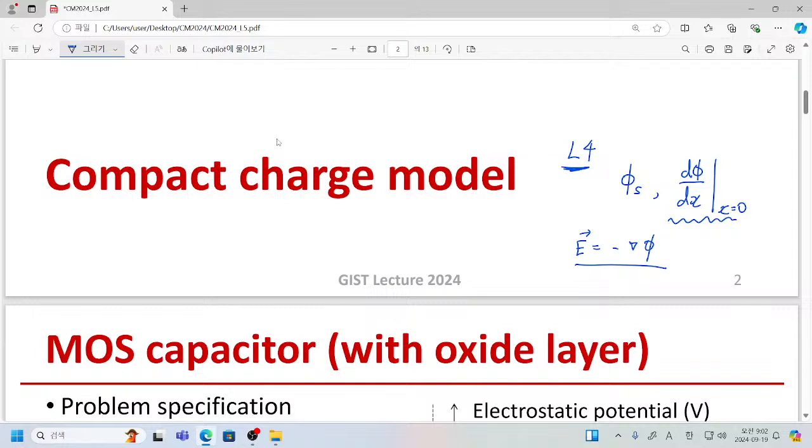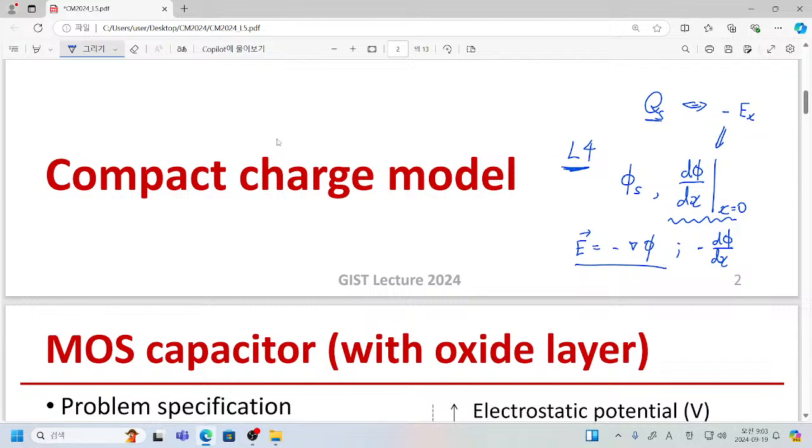In our one-dimensional case, it can be written as minus the first order derivative of the electrostatic potential with respect to the real space position x. Although we write it this way, it actually corresponds to minus the x directional component of the electric field. So this is closely related to the charge inside the semiconductor. To us it is really important.